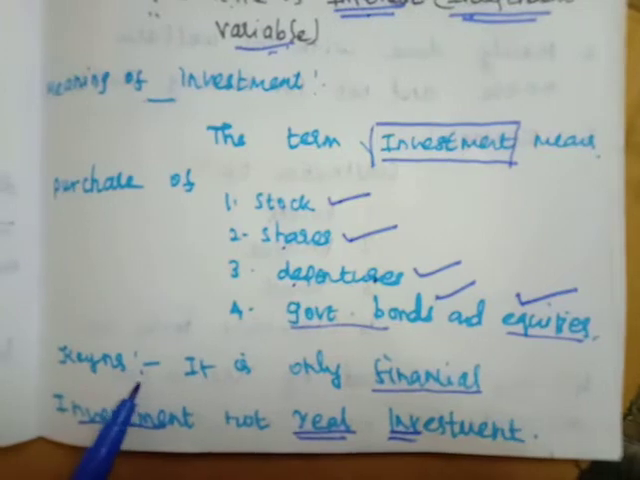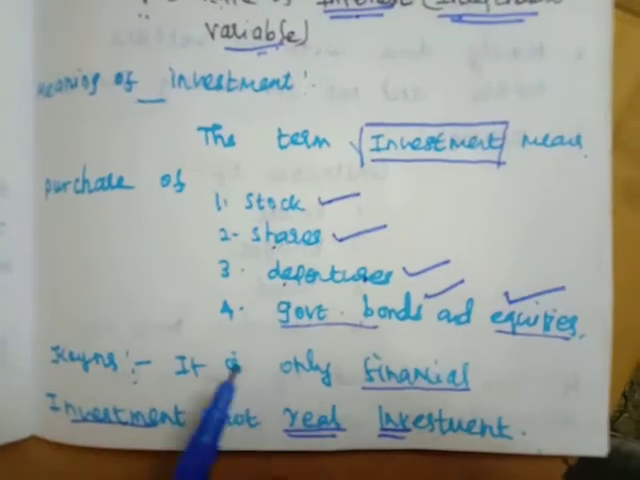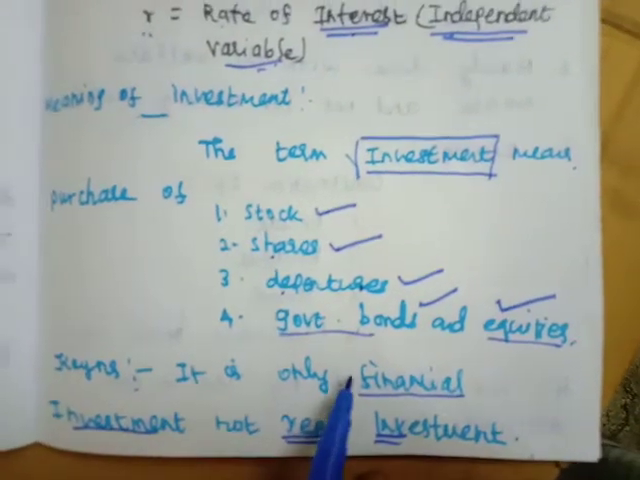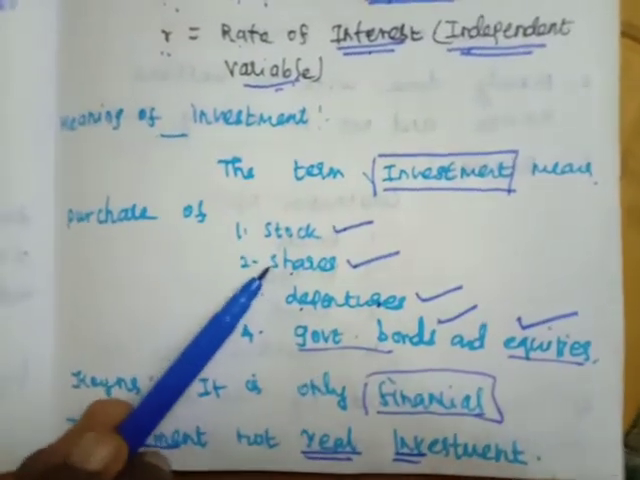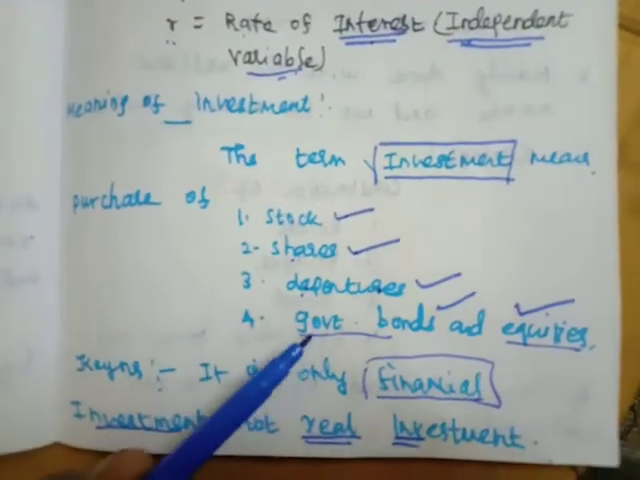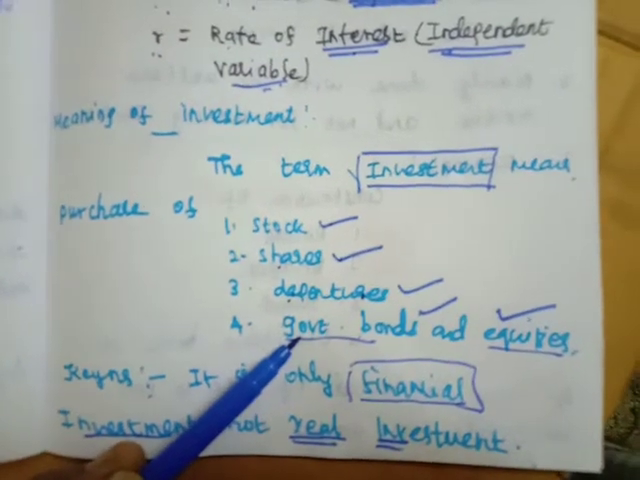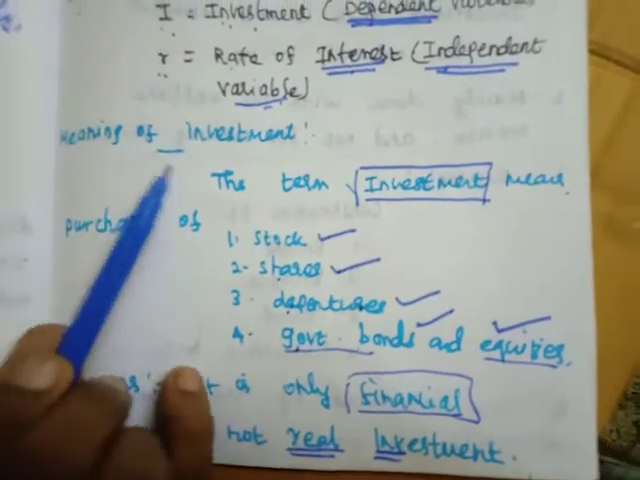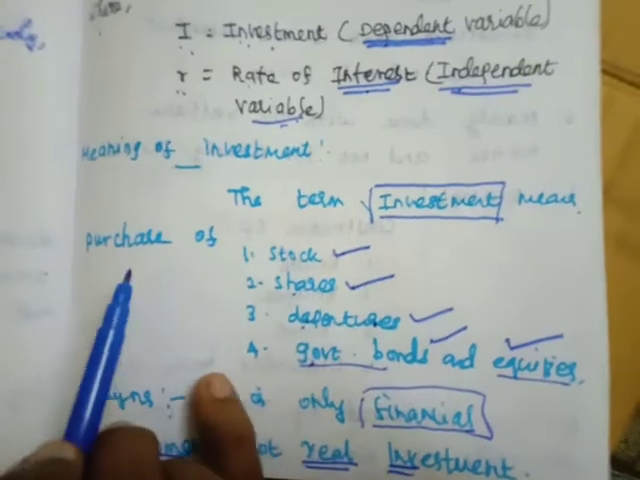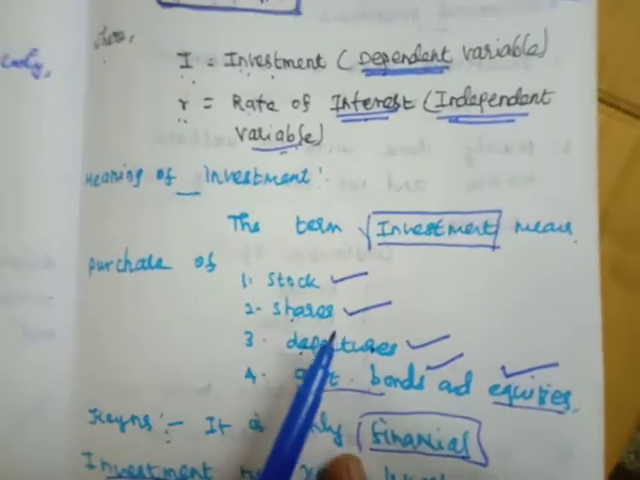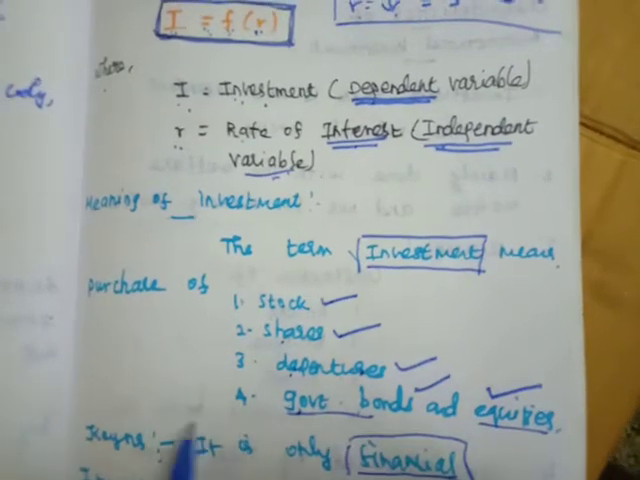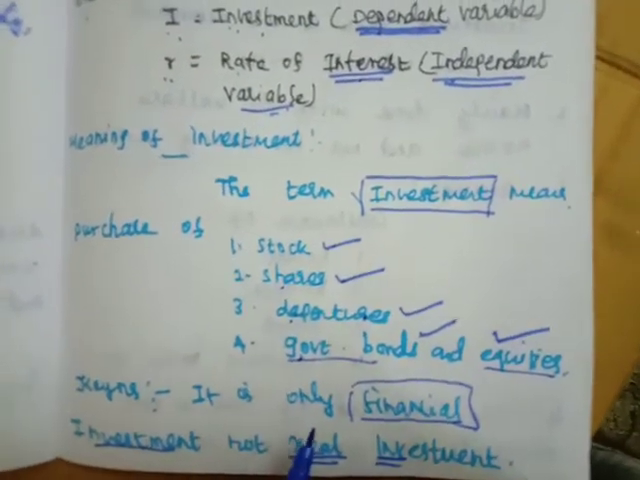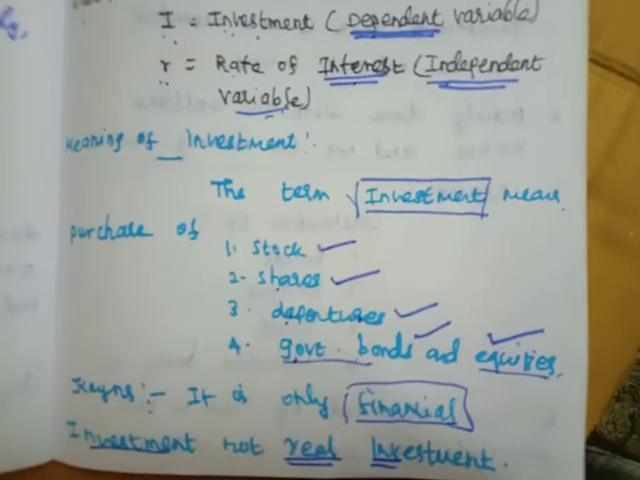According to J.M. Keynes, investment means financial investment in the field of stock exchange, share market, debentures market, and the purchase of government bonds and equities. The meaning of investment is the purchase of stock, shares, debentures, government bonds and equities. According to J.M. Keynes, it is only financial investment, not real investment.